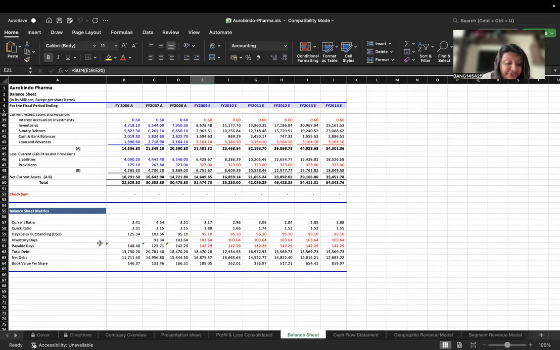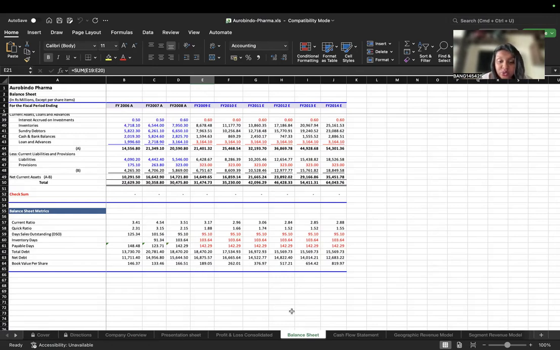So let's talk about inventory days. Inventory days hold at about 3.4 months. This reflects the manufacturing lead times and shelf life of pharmaceutical products. Now, book value per share, the net asset value per share, is projected to grow magnificently from 180 rupees to 820. This signifies tremendous value creation for the shareholders, as the underlying asset base supporting each share becomes very substantial and more valuable.